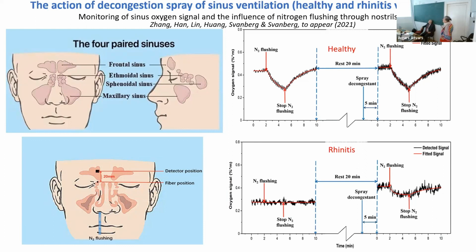So here we have a quite healthy patient, and we see exactly the same as I explained for the volunteer before: we flush the nitrogen and then stop the nitrogen, and the oxygen is built up, with a resting period of 20 minutes. Then we spray the decongestant, because that is one medication that should be used for sinusitis, to help the channels to open up. And what we see here is that nothing happened, because the patient was healthy.